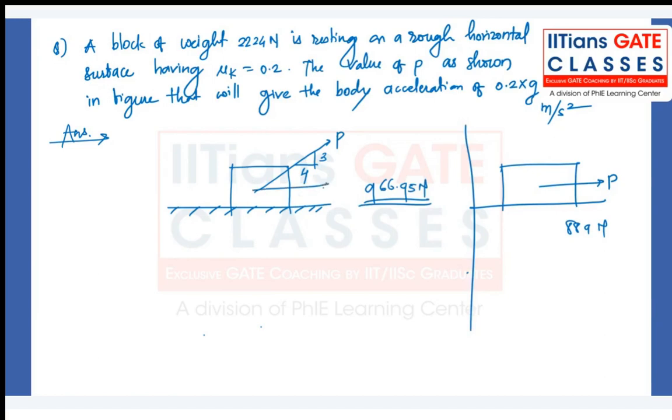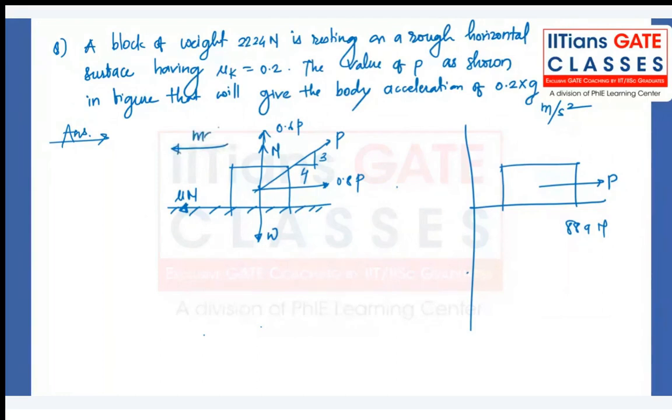So this is P. This component will be 0.8 times P, and this will be 0.6 times P. The weight will be acting downward. Normal reaction will be acting upward. Frictional force will be here, mu times N. Also, the mass times acceleration, that is D'Alembert's force, or you can also call it the inertial force, will be acting in the leftward direction.